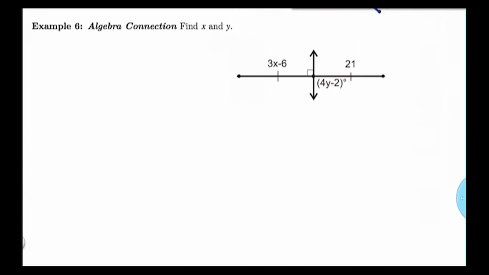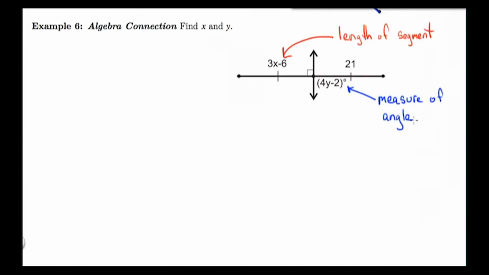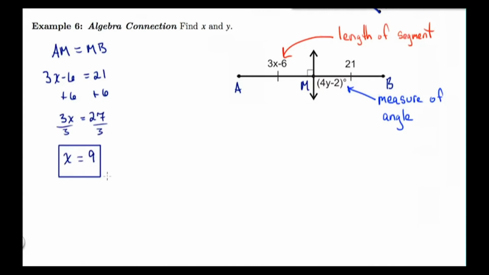Example 6, algebra connection, find x and y. So notice in the figure here that 3x minus 6 is a length of a segment, and the 4y minus 2 degrees is a measure of an angle. So we see the congruent symbols here. We can set up the equation that AM equals MB, so 3x minus 6 equals 21. Add 6 to both sides. I get 3x equals 27. Divide by 3. X equals 9.